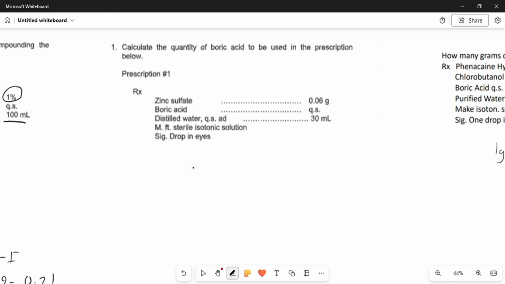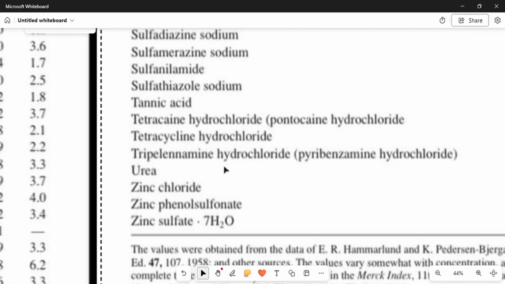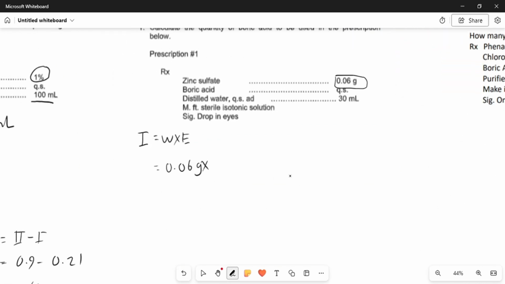So as we see here, the grams are ready already, so there's no need for ratio and proportion. So we'll proceed with step 1. Step 1 is the weight times the E value. The weight is 0.06 grams times the E value. Let's search for the E value here for zinc sulfate, and it is 0.15. In order to calculate, we will yield 0.009, and that will be in grams. So we're finished with step 1.